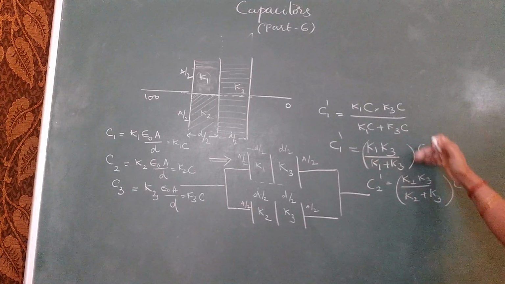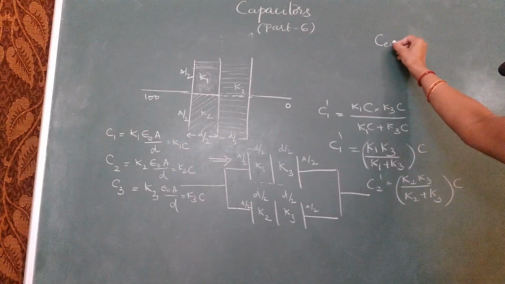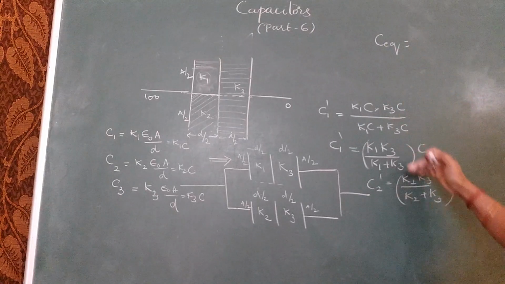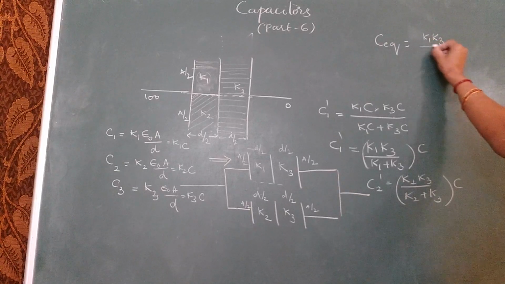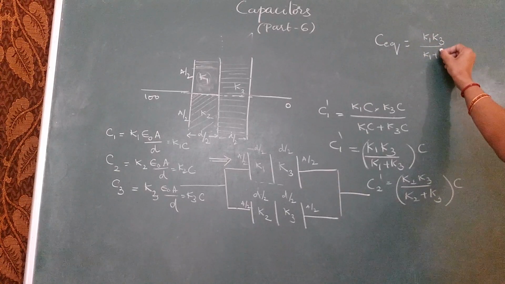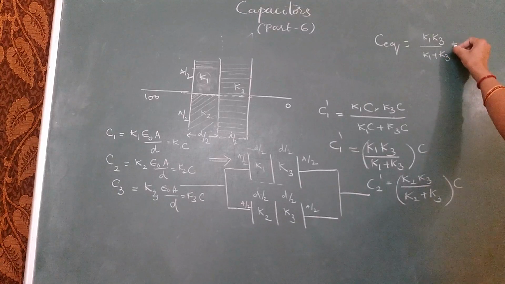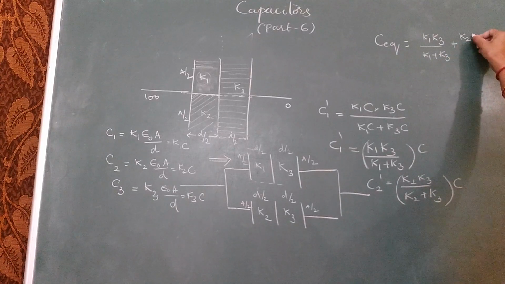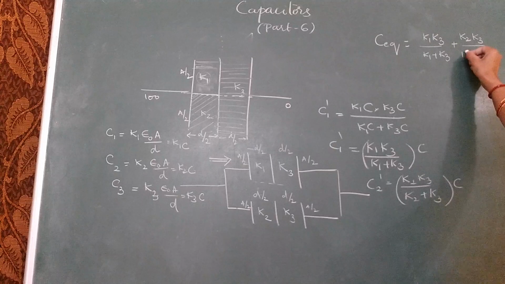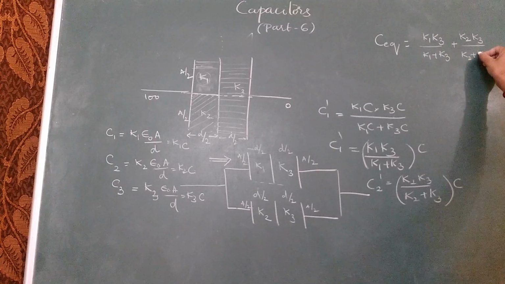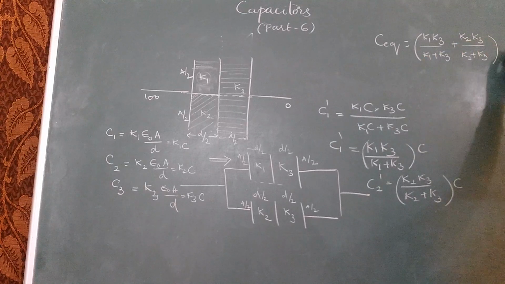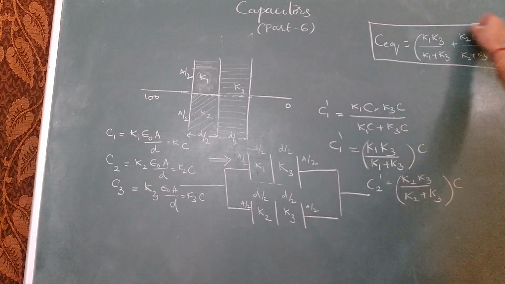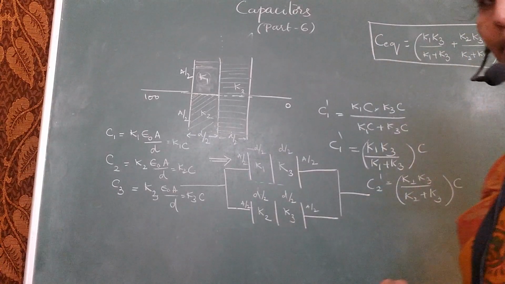Then how are these two capacitors connected? In parallel. So C equivalent is the sum of these two values. So K1 K3 by K1 plus K3 plus K2 K3 by K2 plus K3, whole multiplied with C. Here C is epsilon naught A divided by D. So this gives you the equivalent capacitance.